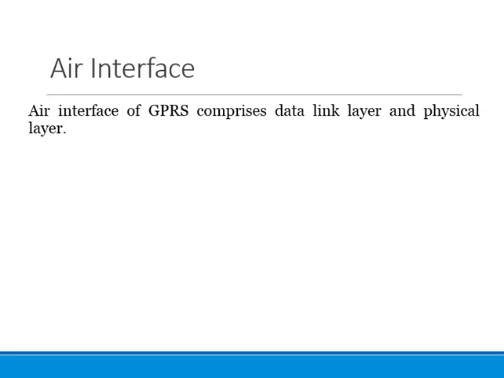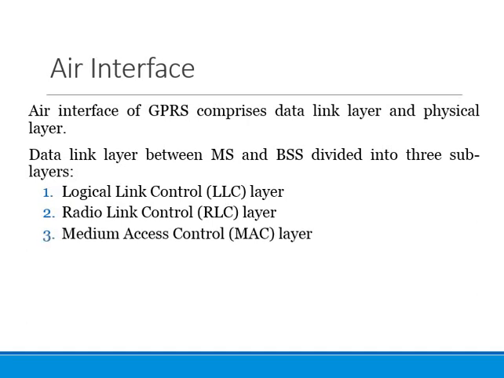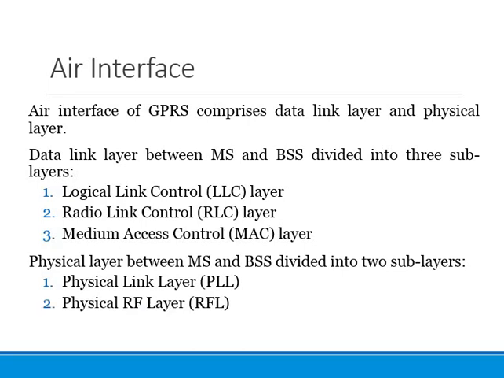The next is the air interface. The air interface of the GPRS comprises the data link layer and physical layer. The data link layer between the MS and BSS is divided into three sublayers, that is the logical link control layer, the radio link control layer, and the medium access control layer. The physical layer between the MS and BSS is divided into two sublayers, that is the physical link layer and the physical radio frequency layer, that is the physical RF layer.